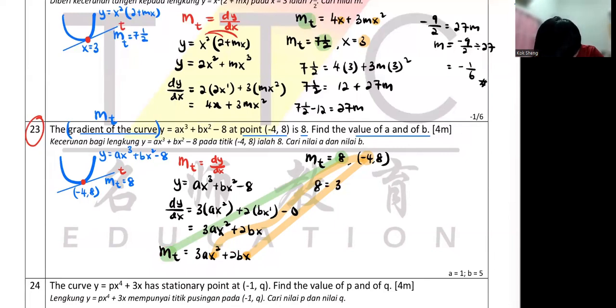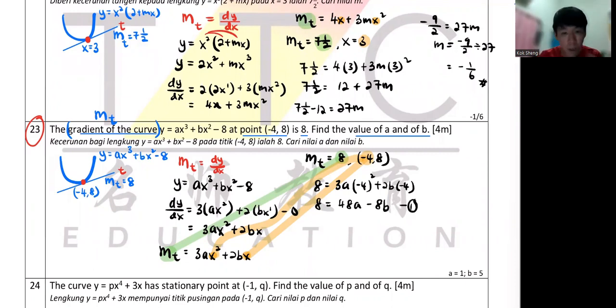8 equals to 3ax squared plus 2bx. Okay, open bracket. 3 times -4 squared should be 48a. Then 2b times -4 should be -8b. Yeah. This is only the first equation because of the 2 unknown. It's not like the 22. 22, you can find the unknown straight away because only 1. Here you got 2 unknown.